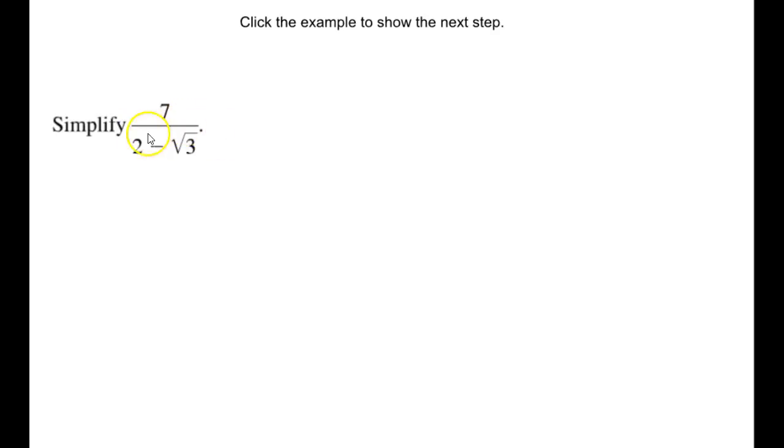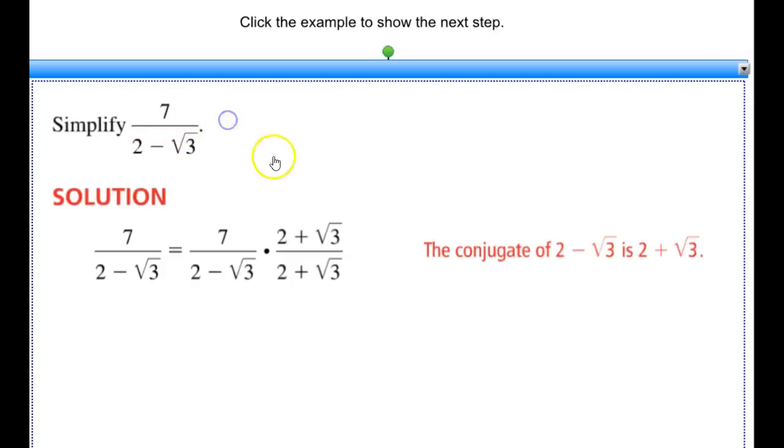So here's our example, right? I have 7 over the quantity 2 minus the square root of 3. And I need to get rid of this radical in the denominator, but I see I have another term with it, so I have to use the conjugate. Okay? And so the conjugate of this 2 minus the square root of 3 is 2 plus the square root of 3. So I just change the sign that's in the middle, and that becomes my conjugate.